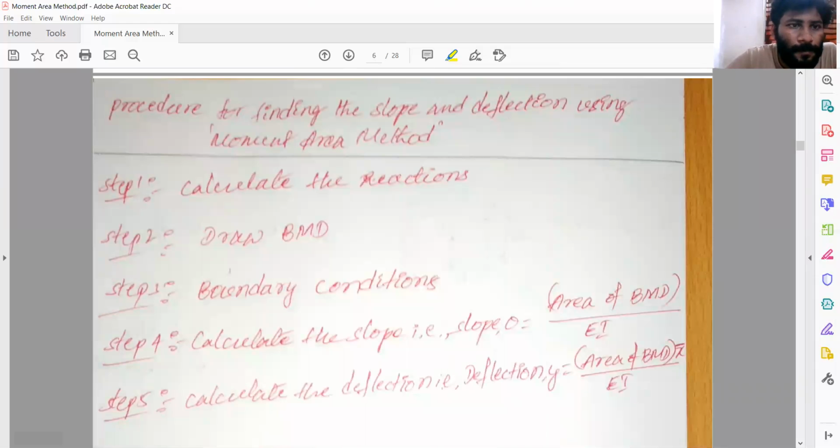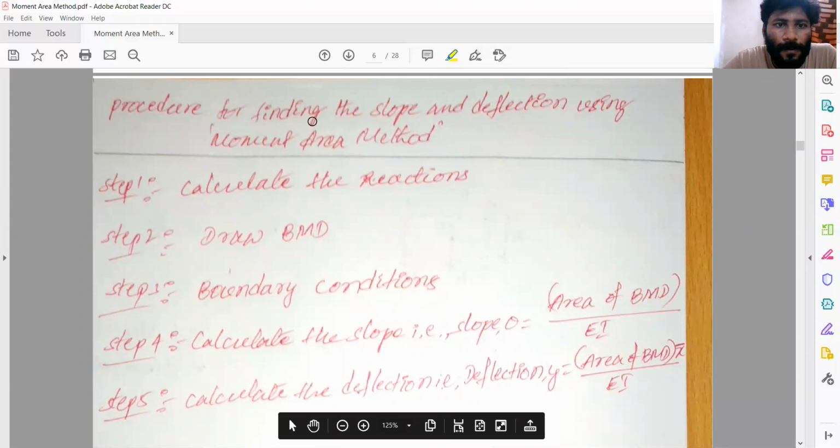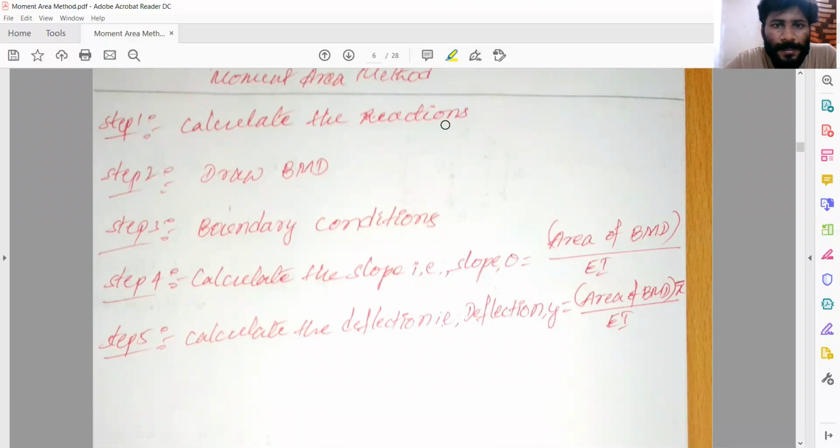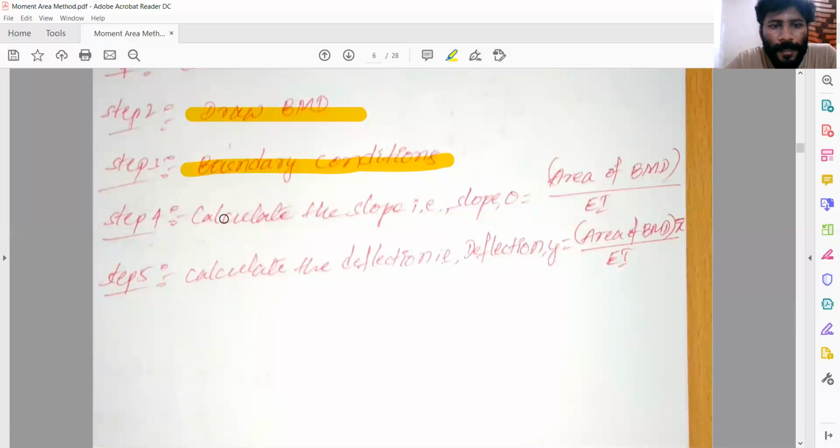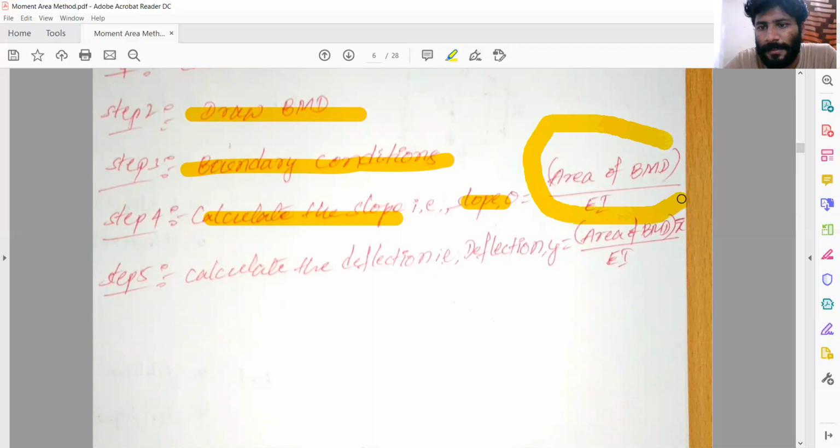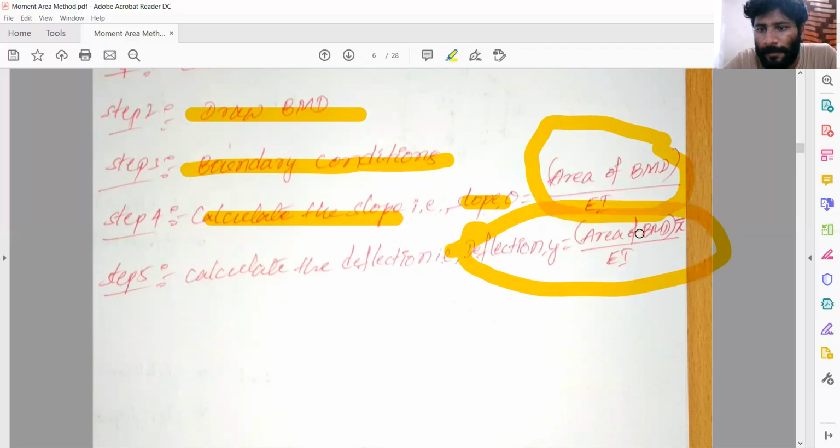So let us see the procedure for finding the slope and deflection using the moment area method. First, calculate the reactions if necessary, draw the BMD, and check the boundary conditions. Calculate the slope, that is slope theta is equal to the area of BMD divided by EI. This is very important, that's the only formula we are going to use. Calculate the deflection: the deflection y is equal to the area of BMD into X bar divided by EI.